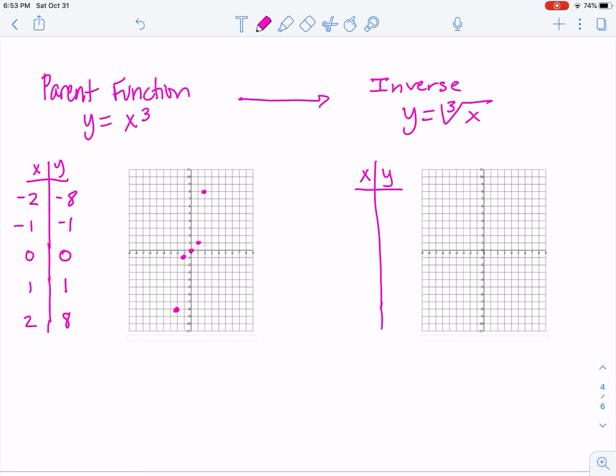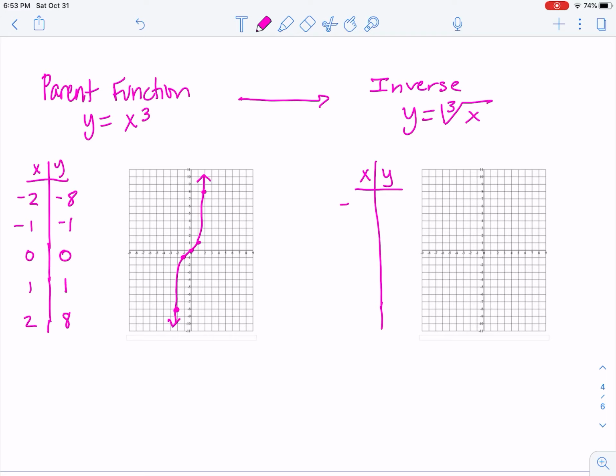All right, so I'll do my best to draw. That is y equals x to the third. That's a parent function. We learned that the inverse is going to be the cube root of x. Well, how do I get the coordinates for that? Well, remember, if we find the inverse, we reflect it over that line, y equals x, which means the x and the y values switch places.